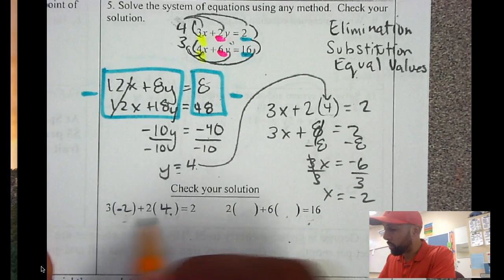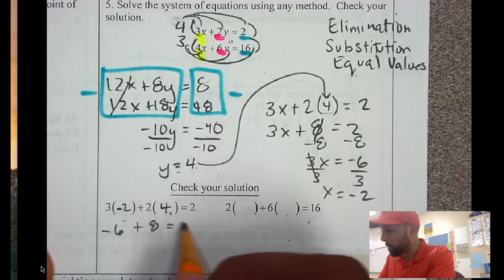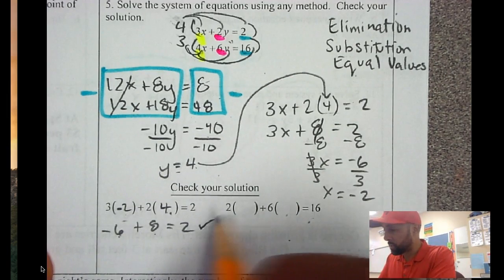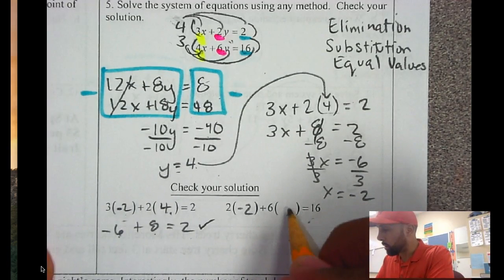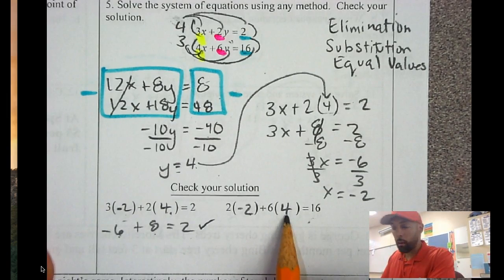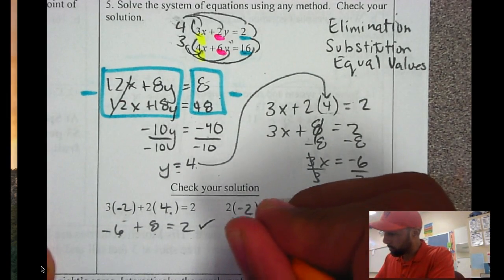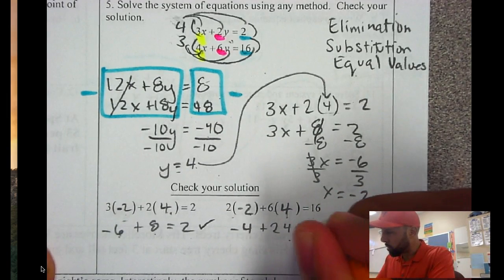So I plug in the x and the y here, so I get -2 times 3 is -6, plus 2 times 4 is 8. -6 plus 8 is 2, so that works. And I'll do the same thing here, -2 and 4, because remember I'm plugging x in here, and then y here. Okay, so then -2 times 2 is -4. 6 times 4 is 24.